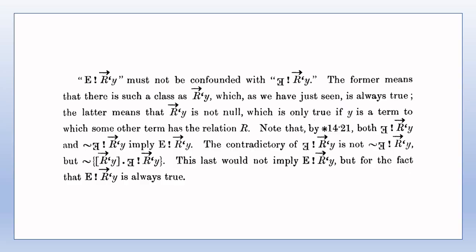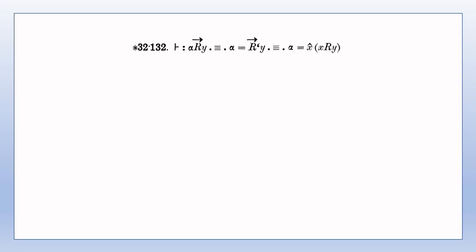And in this case we have that R right arrow primed y exists in the sense of 14.02, but not exists in the sense of chapter 24, the latter meaning that R right arrow primed y is a class with at least one member. And similar comments can also be made for the class of relata of x, R left arrow primed x. So let's take a look at proposition 32.132.